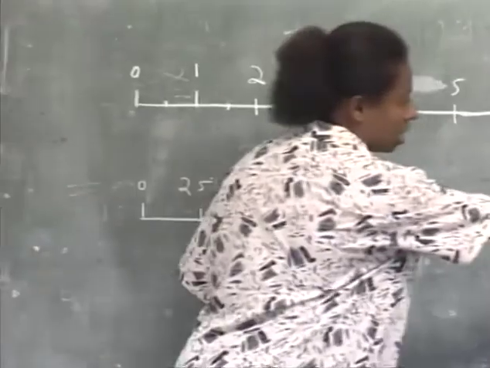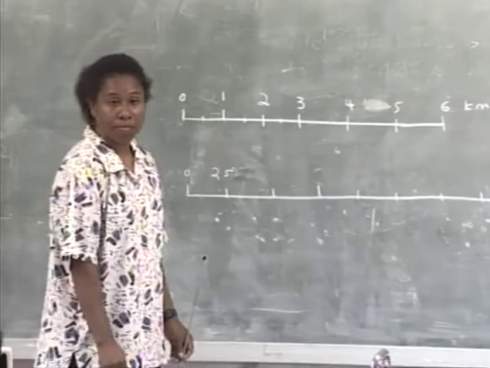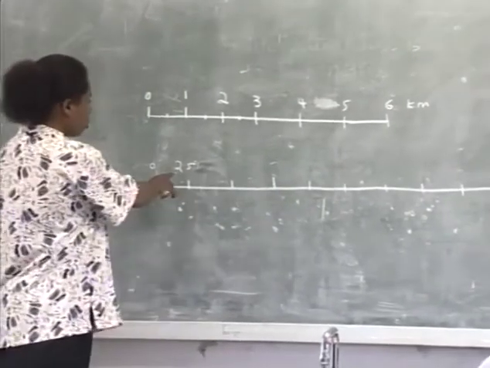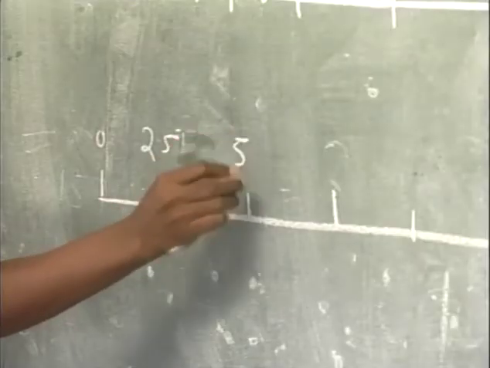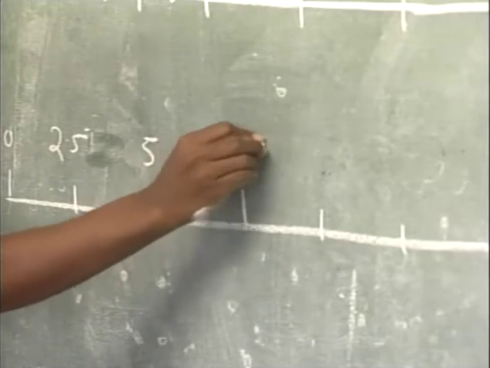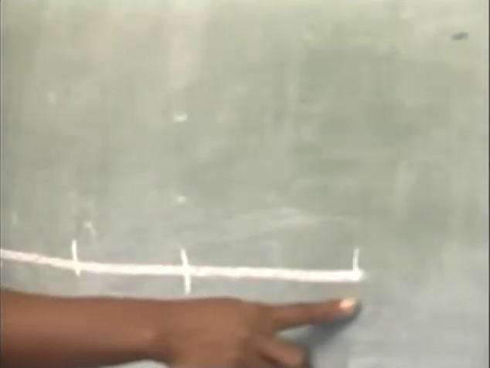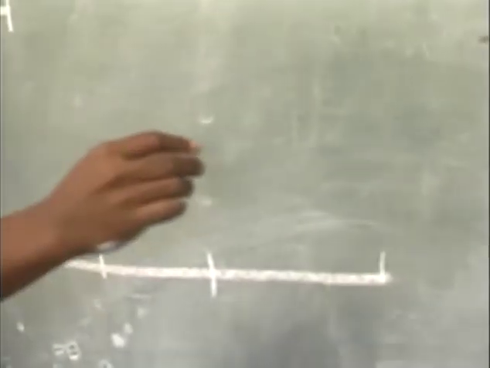By the time we reach 10 centimeter, what would be the distance then in kilometers? So if we're going to go 2.5 for every 1 centimeter, this one would be 5 kilometer, right? The next one will be 7.5. By the time we reach 10 centimeters, it would be 10.5.